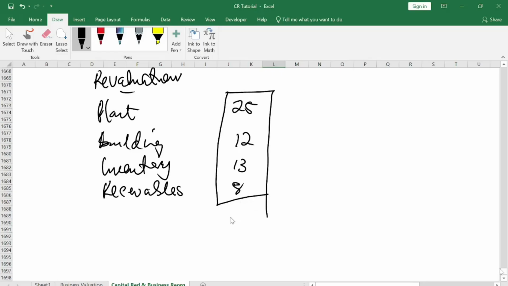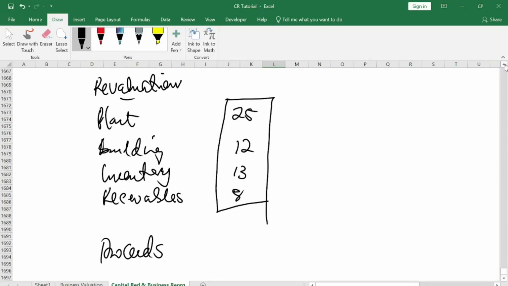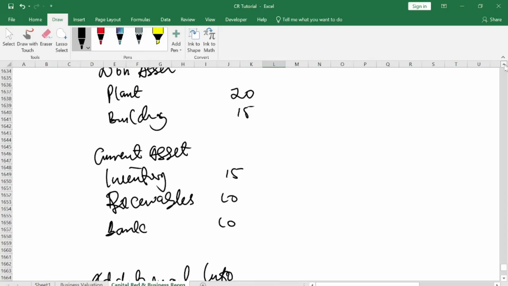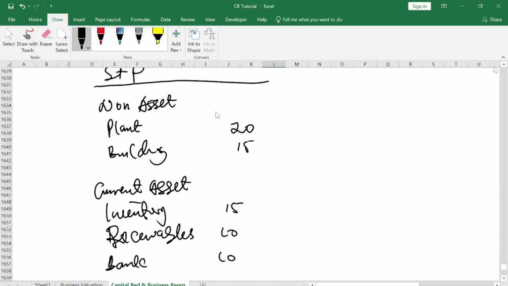Do you understand? Yes. Ignore everything. So you rather add these up to form your proceeds. You understand? Yes, sir. It is only when you are not given revaluation of these assets that you will consider what is in the statement of financial position.